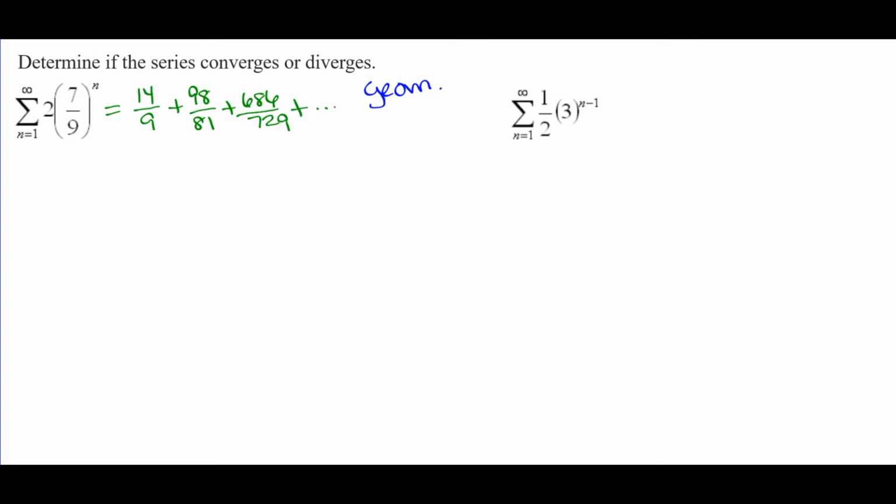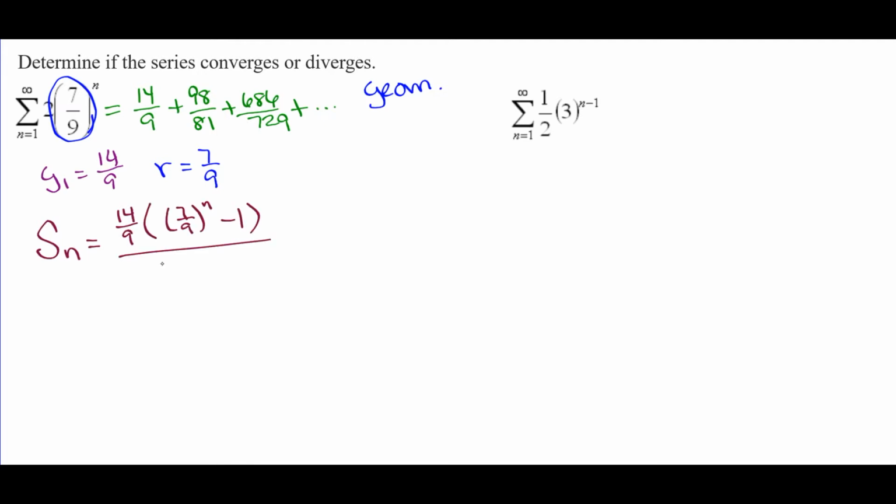So what I can see from this is that my first term is 14 over 9. And then when I have a geometric, this is my r value. The base of the exponent is my r value. So my r value I know is 7 over 9. So I'm going to write that finite summation formula using the geometric formula. So my first term is 14 over 9 times 7/9 to the n minus 1 over 7/9 minus 1.